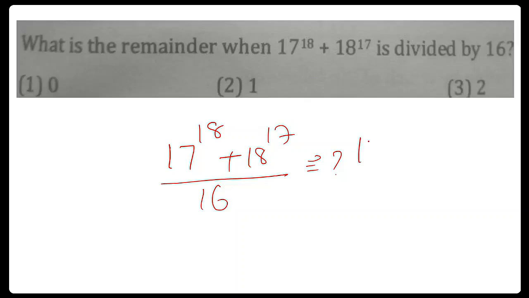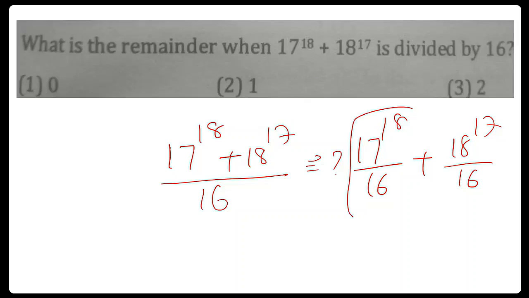So this can be written as 17 to the power 18 by 16 plus 18 to the power 17 by 16. Now here, as the numerator is 1 more than the denominator, the remainder is always 1. I think you all know the concept here. So when 17 is divided by 16, the remainder is 1.